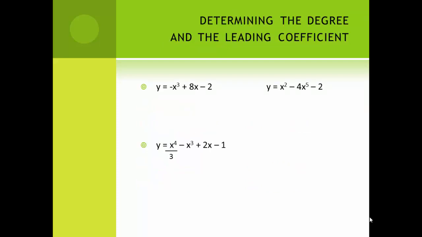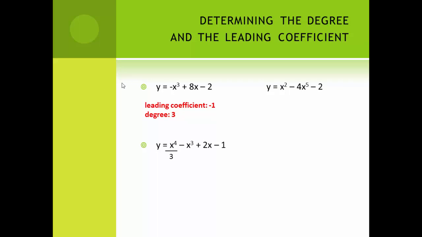So let's determine the degree, and let's look at the leading coefficient of a couple of examples here. The first example we've got is this one here, with y equals negative x cubed plus 8x minus 2. So what is the highest exponent there? We've got x to the power of 3, so that would mean we have a degree of 3. And let's look at the leading coefficient of that. We have a negative out front, so that means it's a negative 1.